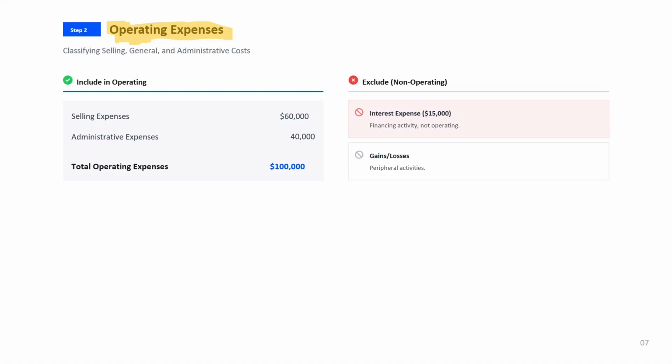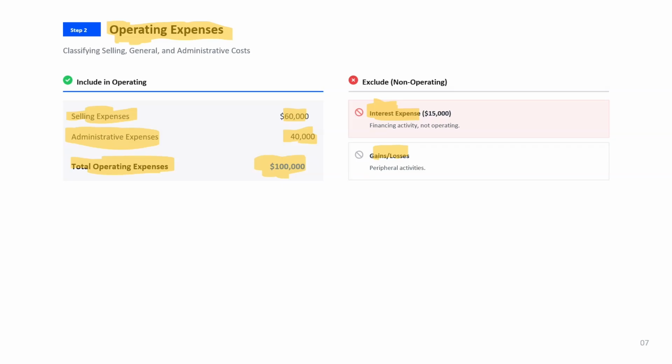Okay, so these are the costs. They are necessary to run the business day to day, but they are not directly tied to production. I usually think of them like the selling, general, and administrative costs. And the key distinction here is what to exclude. So we must separate these core operating costs from non-operating things like interest expense or gains or losses. So we are not going to mix them. So when we look at here, we already got the sales expense information and administrative expense information from the trial balance. So here we can calculate our total operating expenses.